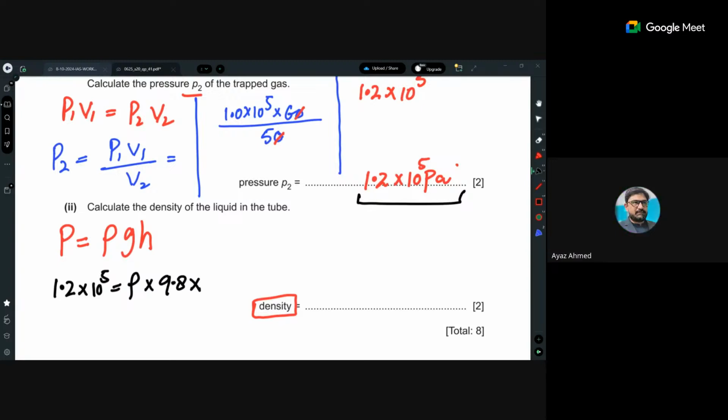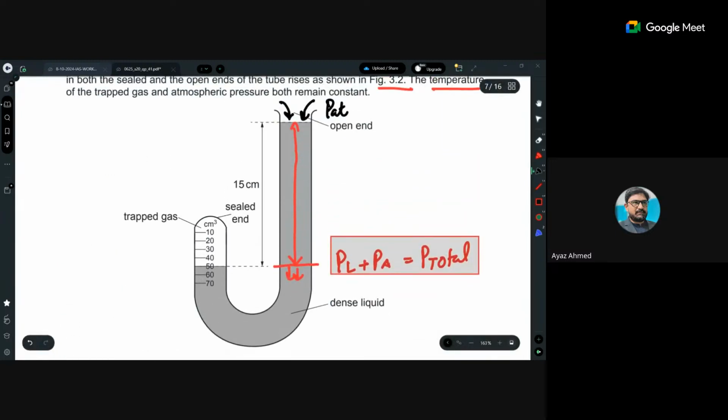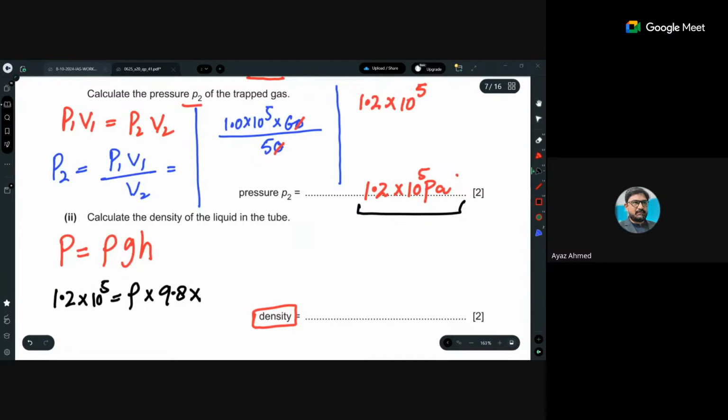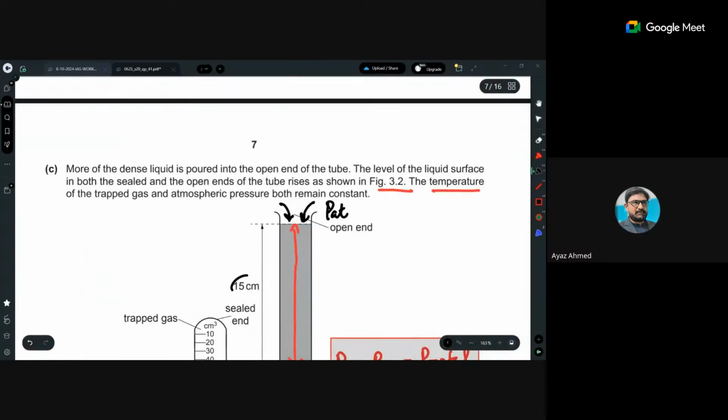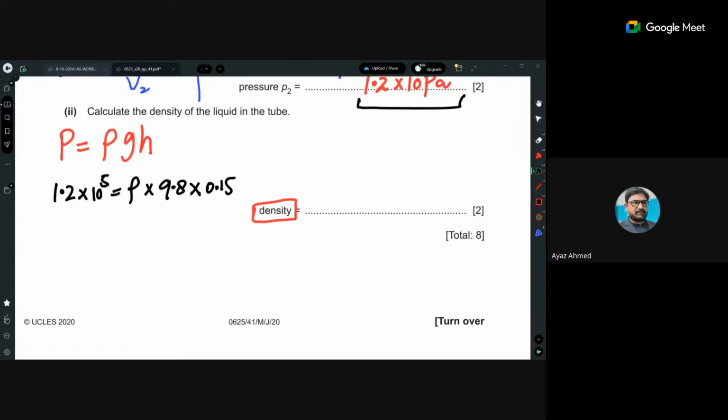what is the height of the liquid column? 15 centimeter. 15 centimeter means 0.15. So it is 0.15. Let's calculate density. From here density is equal to 1.2 into 10 raised power 5 divided by 9.8 into 0.15.